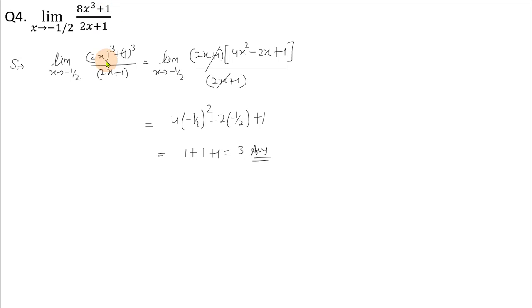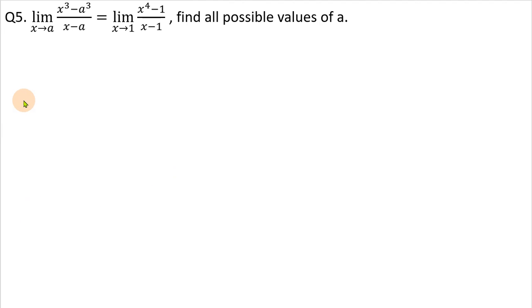We have applied a cube plus b cube in the numerator upon a plus b. So from here 2x plus 1 will cancel, and for the rest we put x as minus 1 by 2 and simplify it. Okay, next question is limit x approaches a, x cube minus a cube upon x minus a, equal to limit x approaches 1, x power 4 minus 1 upon x minus 1. Find all possible values of a.